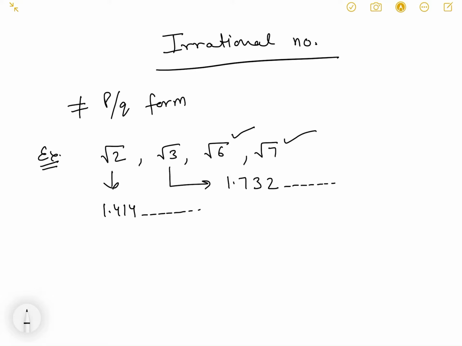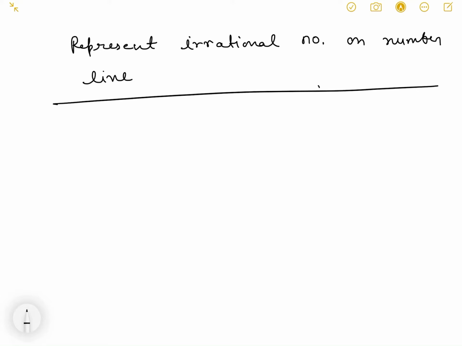Now, what do we do next? We are going to represent irrational numbers on the number line. So we can take the example of root 2, right? Suppose we have to represent root 2 on the number line.